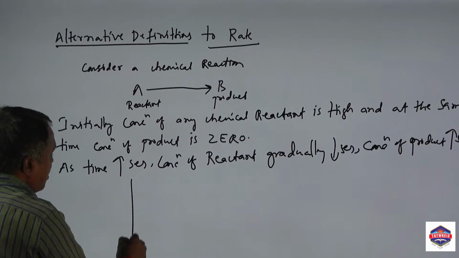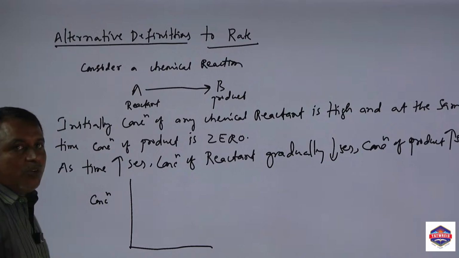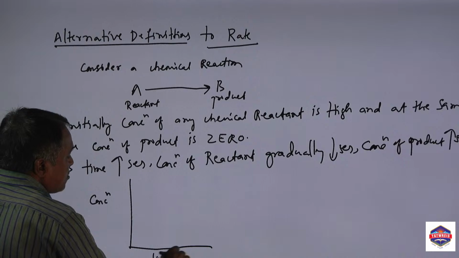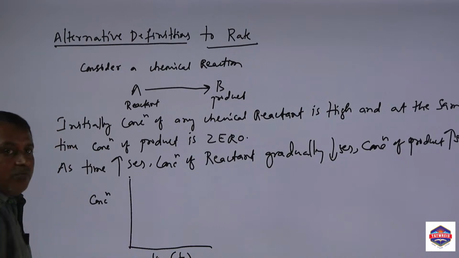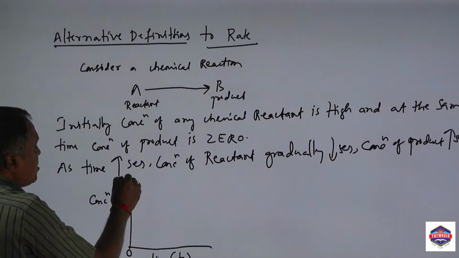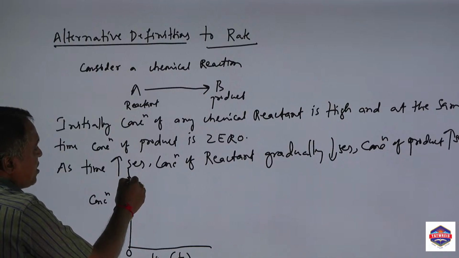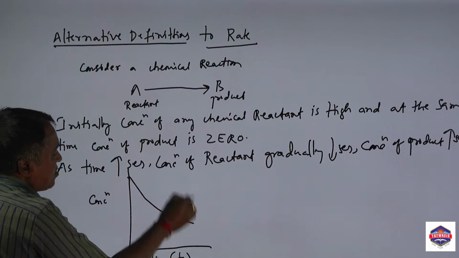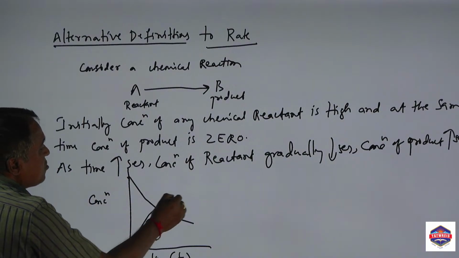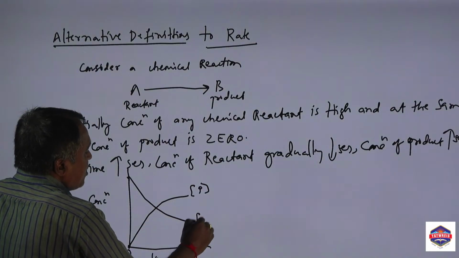For example, when a graph is plotted between the concentration of reactant or product on the y-axis and time t on the x-axis, initially the reactant concentration is very high. As time increases, the concentration decreases. At the same time, the concentration of product gradually increases. Like this, this is the concentration of product and this is the concentration of reactant.